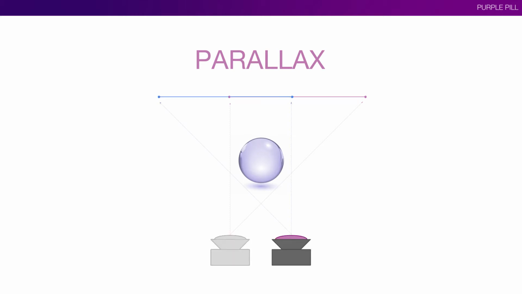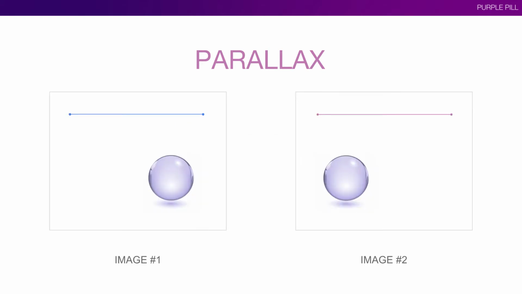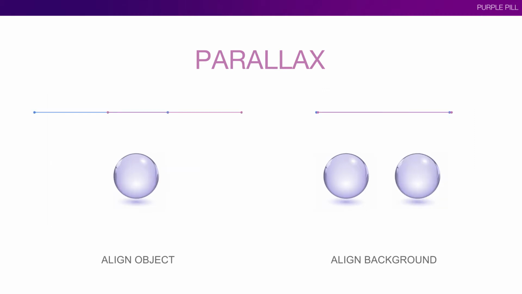If we move the camera slightly to the right, the object will seem to move in relation to the background. This apparent change in position of the object is called parallax. These are the resulting images. If we want to stitch the images of these two cameras together, we can either align the object or we can align the background. We cannot do both.